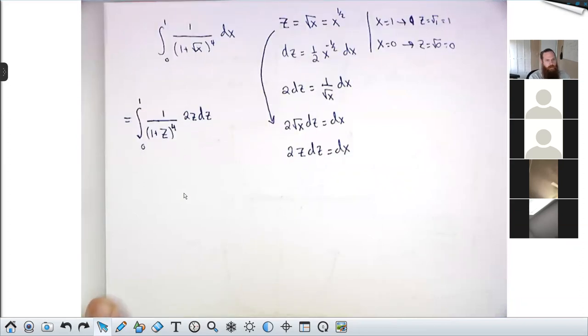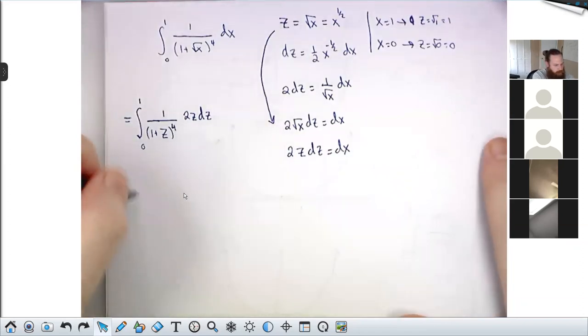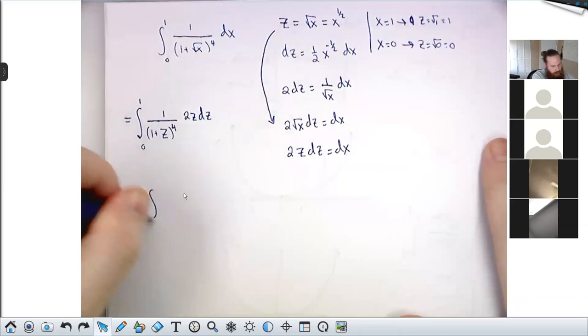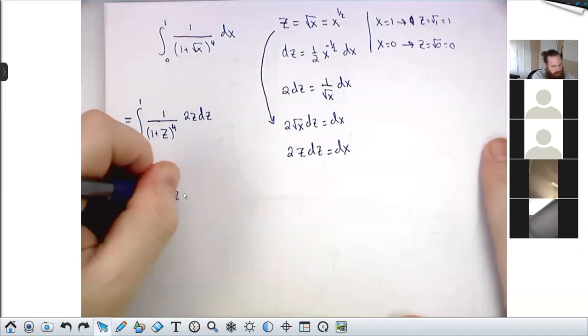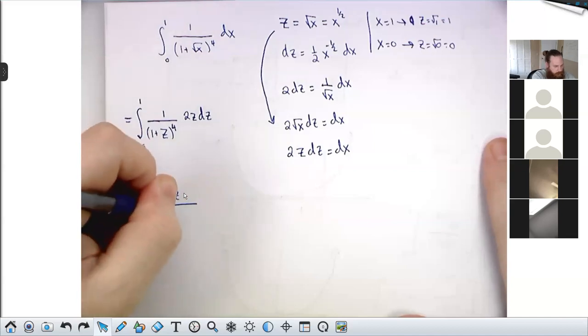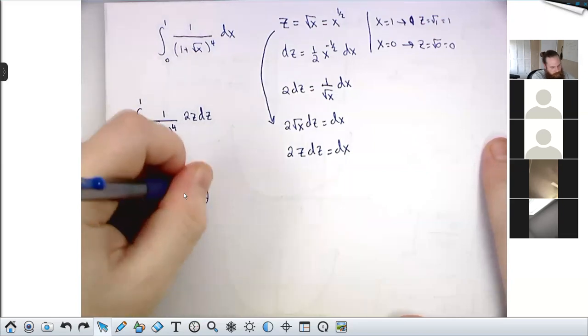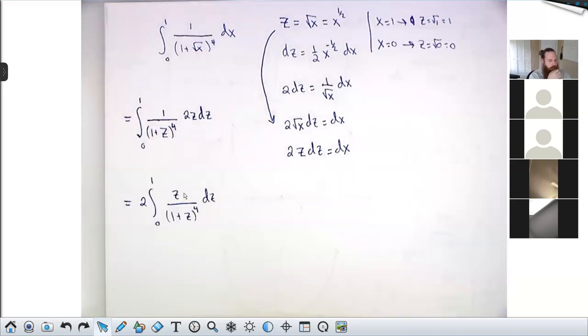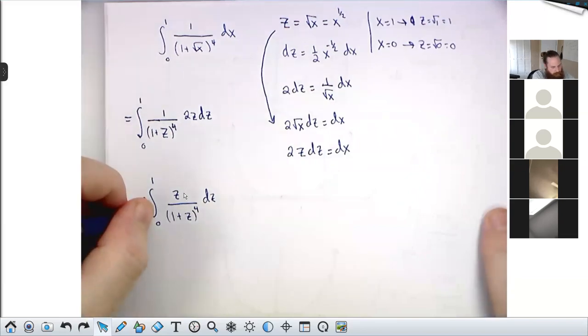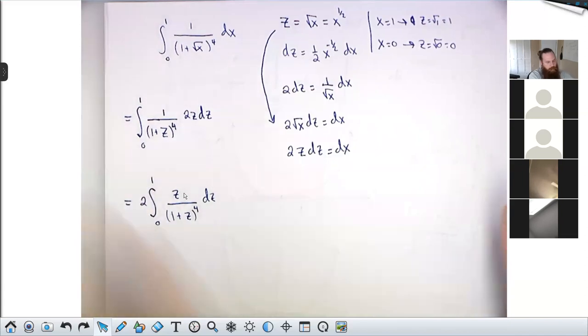But this is still a tricky integral. I can pop out the 2. And then I've got z over (1 plus z) to the 4 dz. And that's still very tricky. I'll tell you what I would do if I encountered this, which is something different than what we did here. But there's a way to make it go from here.